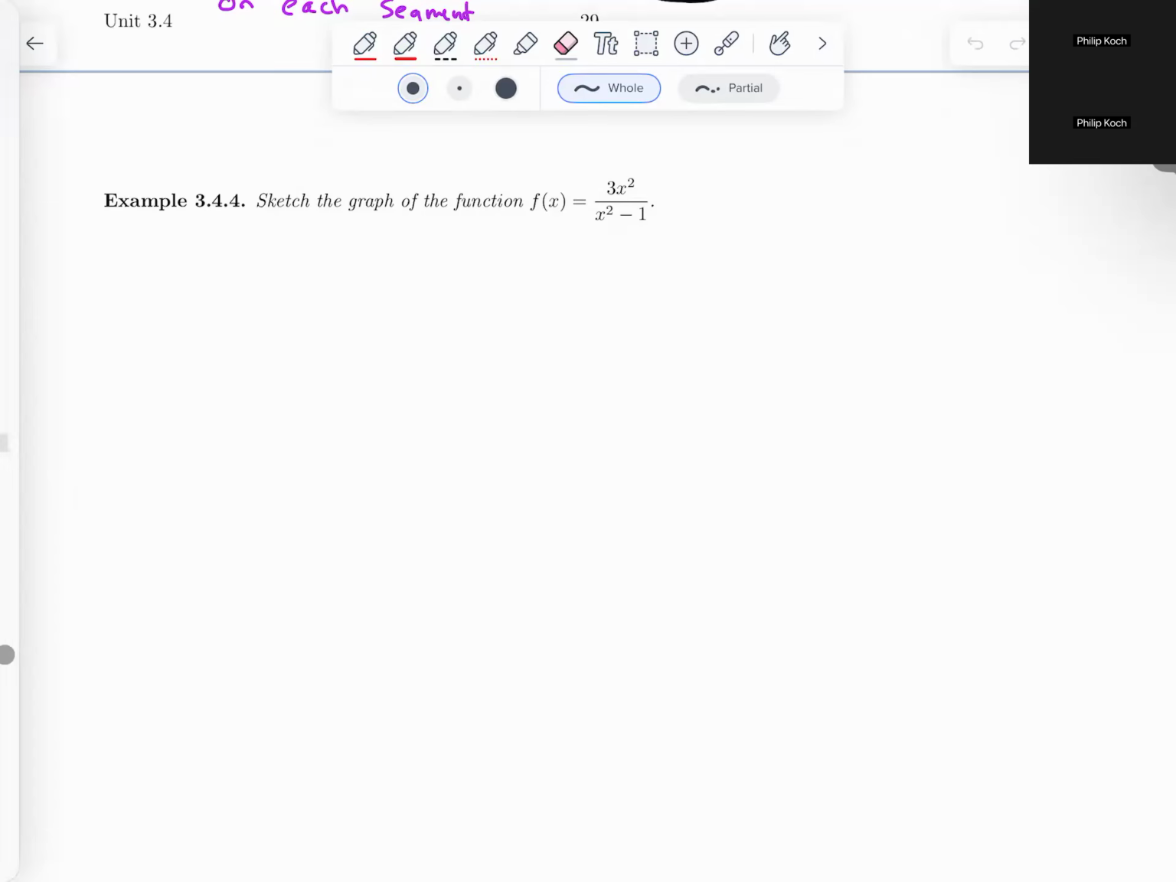Welcome back, everybody. We're going to get started by picking up where we left off in Unit 3.4 with curve sketching. I will be handing back exams at the end of class today. So I'm going to set a timer, an hour and 40 minutes, so we'll make sure we spend the last 10 minutes doing that. In the meantime, we will continue working through this stuff.